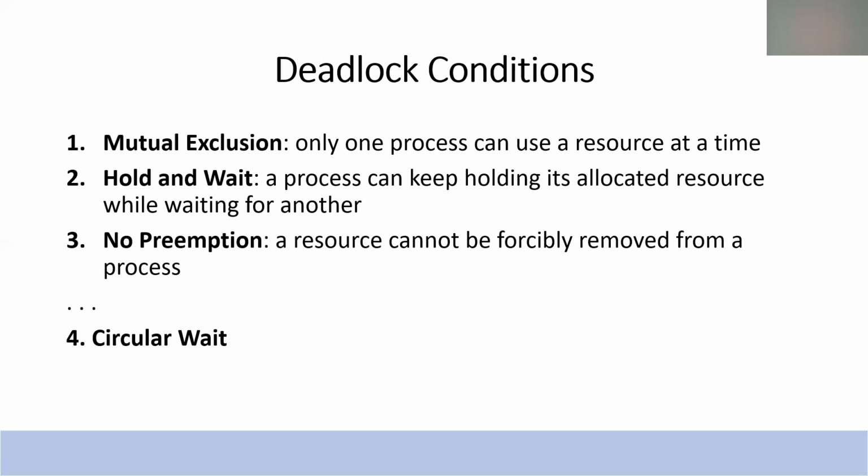One more condition is required, and that's circular wait, which means a closed chain of processes must exist so that each process holds a resource that the next needs. In our case, I'm holding the pencil that you need, and you're holding the pen that I need, and neither of us can do anything else without each other's utensils.